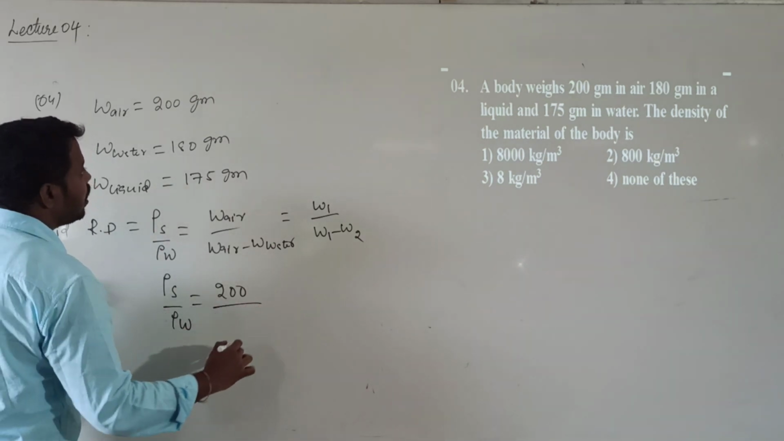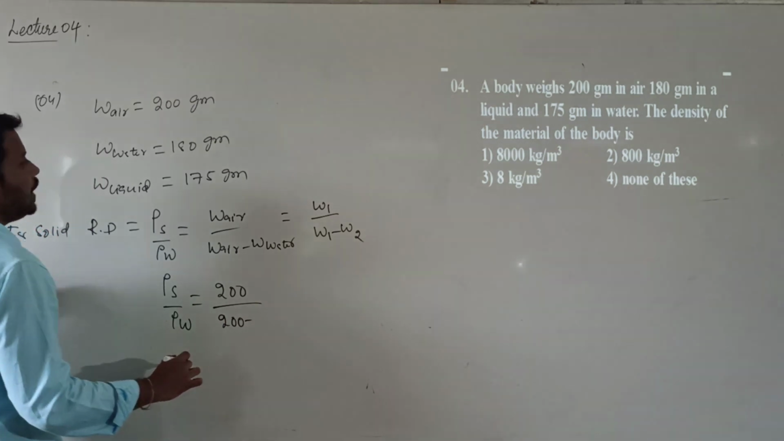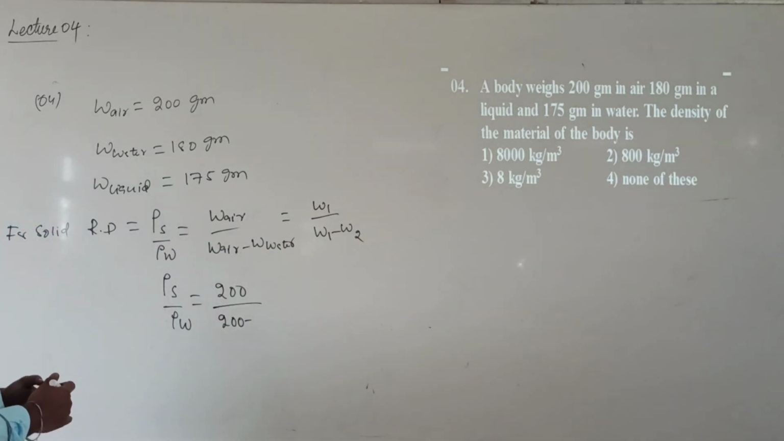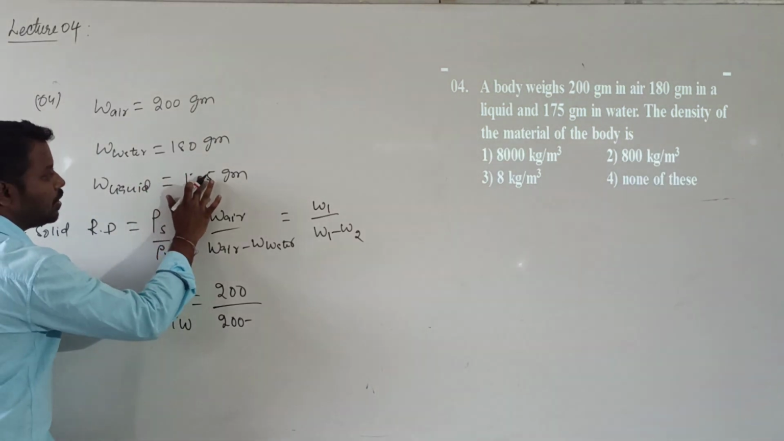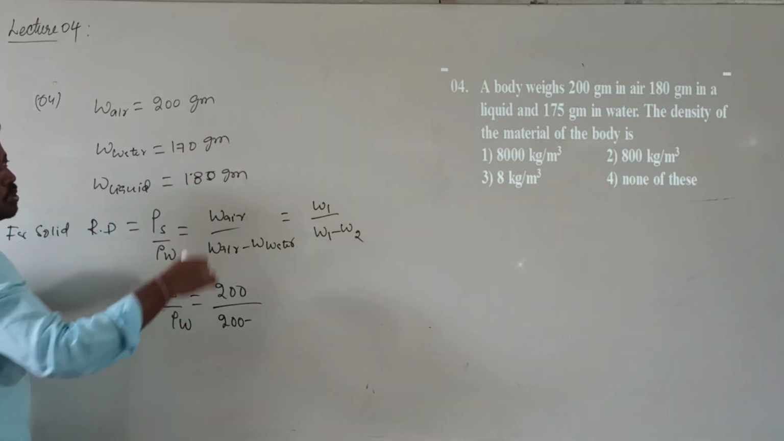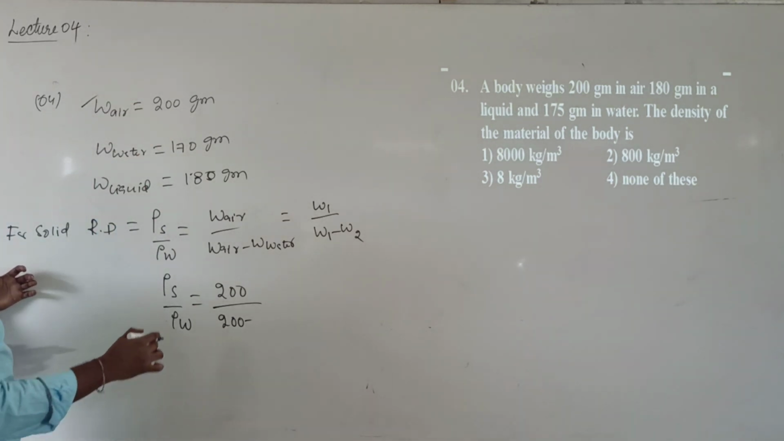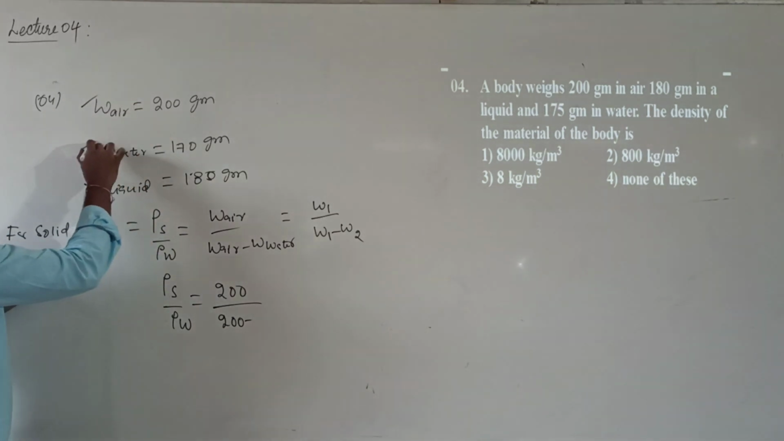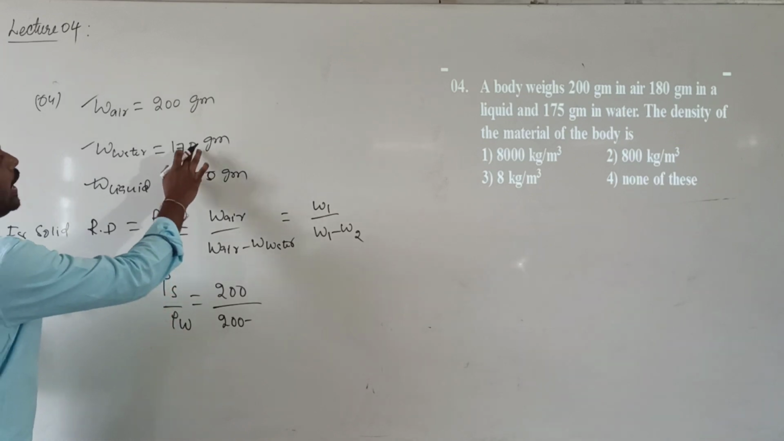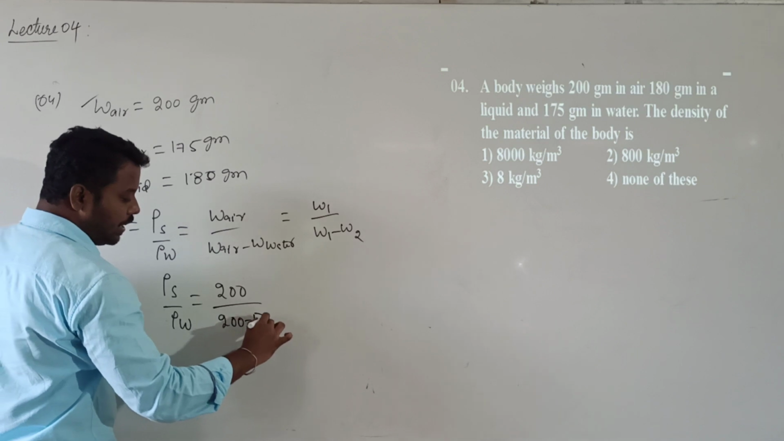200 grams divided by how much? So 200 minus 180. A body weighs 200 grams in air and 180 grams in liquid. Here it is 180, sorry. In the question, the body weighs 200 grams in air, 180 grams in liquid, and 175 grams in water. So that is why I need to write 175.